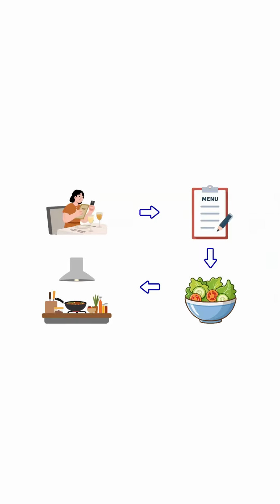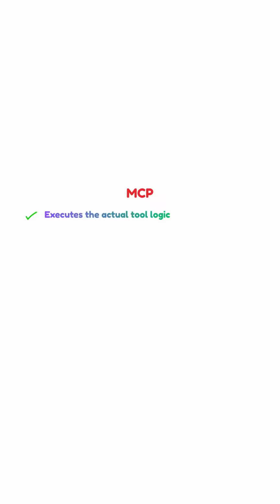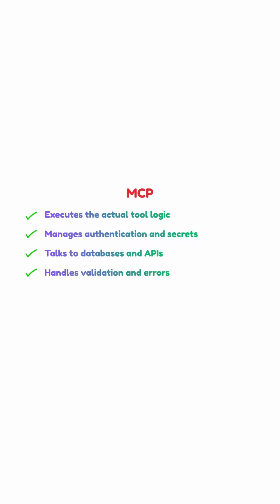Now, at last, the kitchen comes into the picture. This is where real cooking happens. Ingredients are stored, recipes are followed, and this kitchen represents the MCP server. This is where the server executes the actual tool logic, manages authentication and secrets, talks to databases and APIs, handles validations and errors. The customer here never sees the kitchen, and the LLM never sees implementation details or credentials.